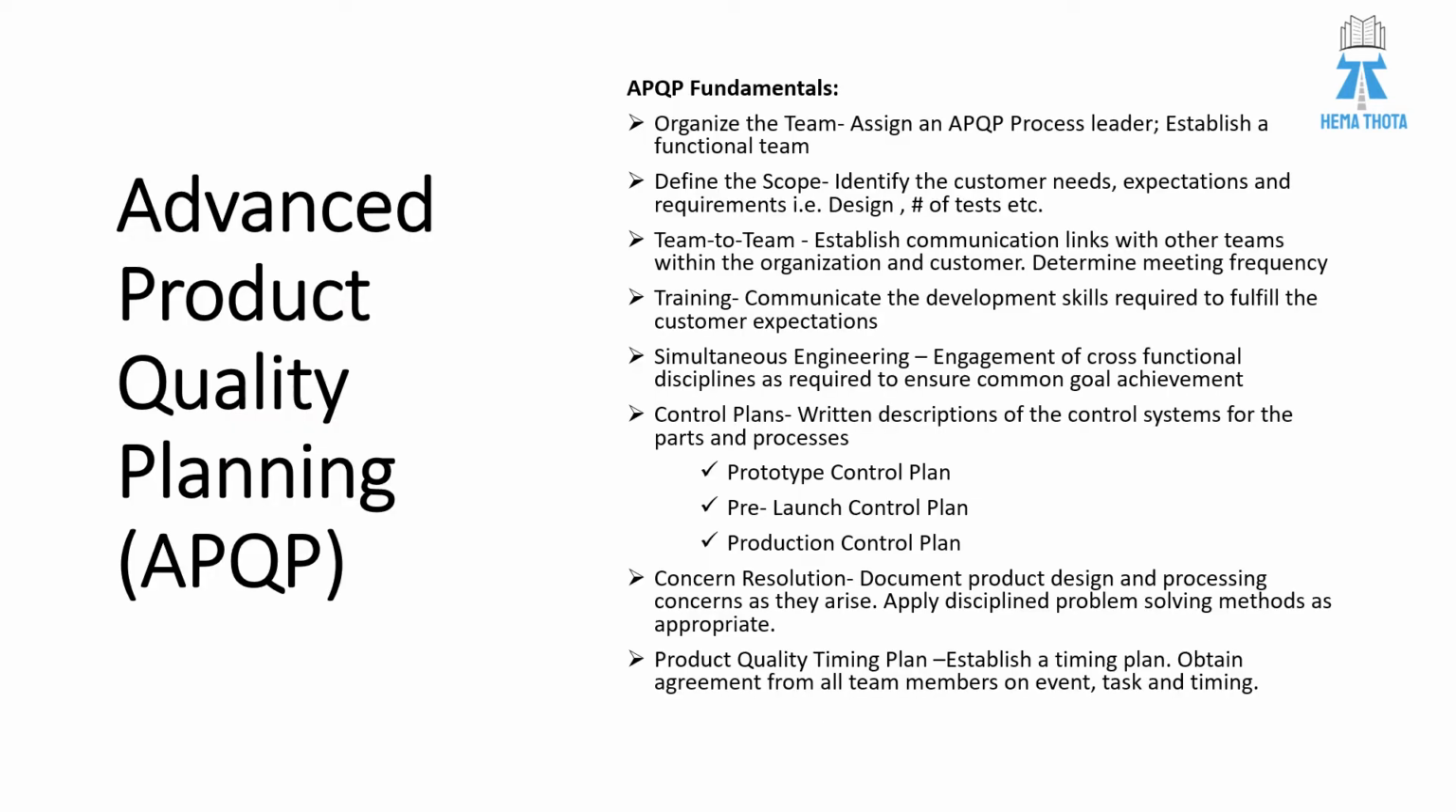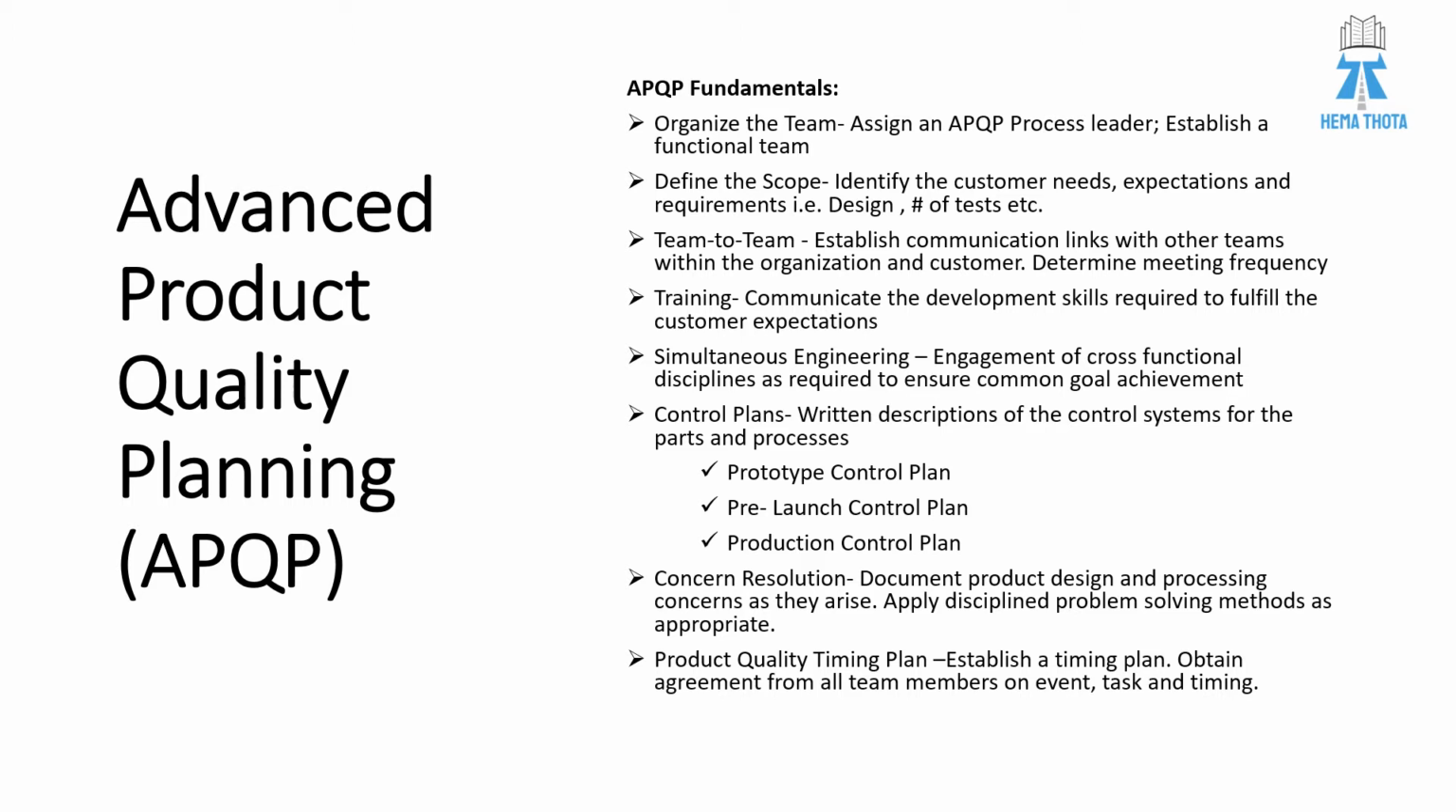What are APQP fundamentals? First thing is we need to select a team. A team should be a cross-functional team, or it involves multiple teams. The second thing is we need to define the scope of the project or the product, that is whatever the customer is expecting, with respect to design, with respect to testing and all. We need to define the scope, and then we need to establish the communication between the teams.